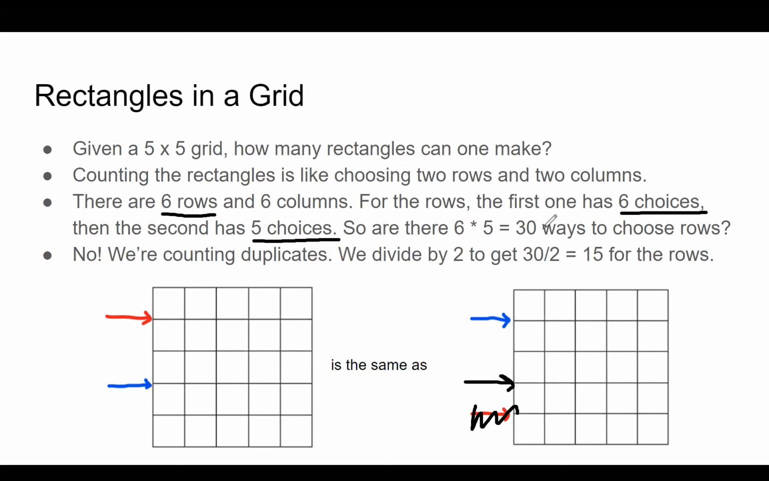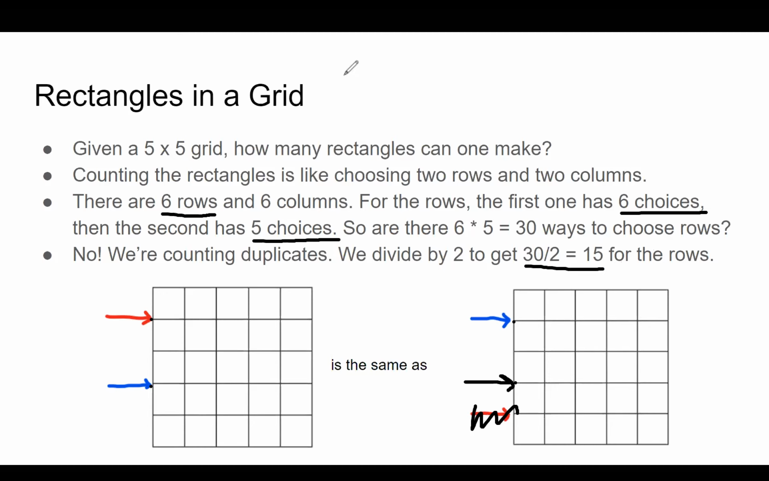However, there's a little problem with this. Let's say you choose this row first, and then you choose this row. Notice that this is equivalent to choosing this row, and then this row. So we're counting each one twice. To get rid of this, we divide by 2. So there's 15 ways to choose the rows.